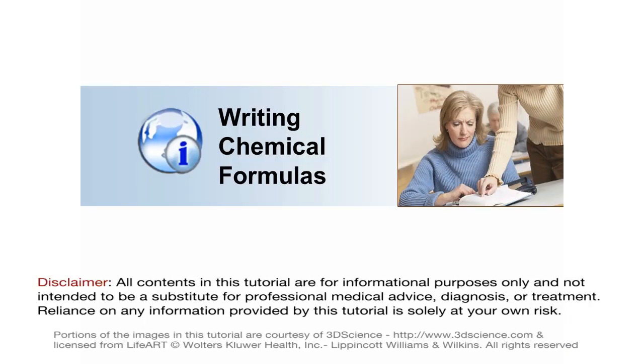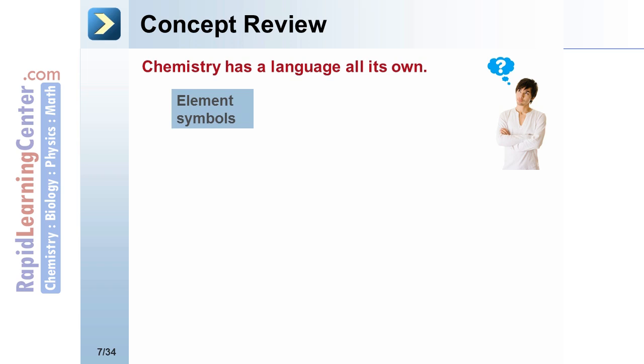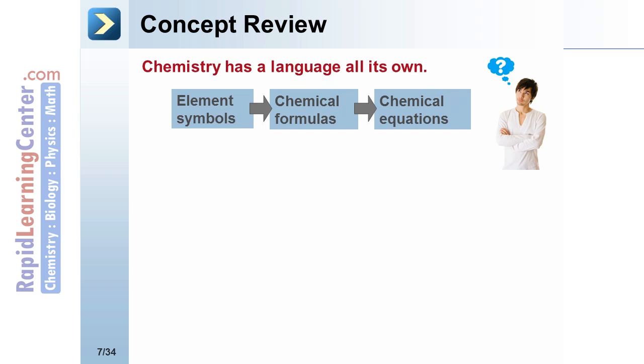Here's a review of some important information from the tutorial on writing chemical formulas. Chemistry has a language all of its own. Element symbols are used to form chemical formulas, which are then used to form chemical equations. Atoms are neutral, ions have charges.